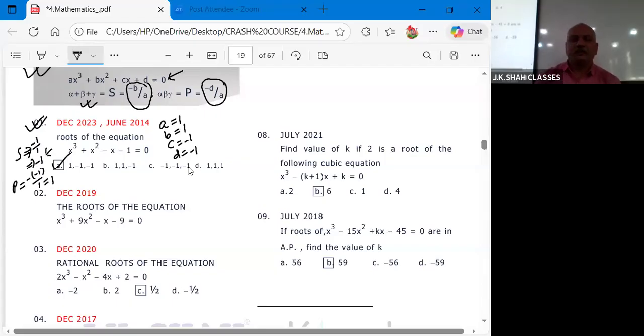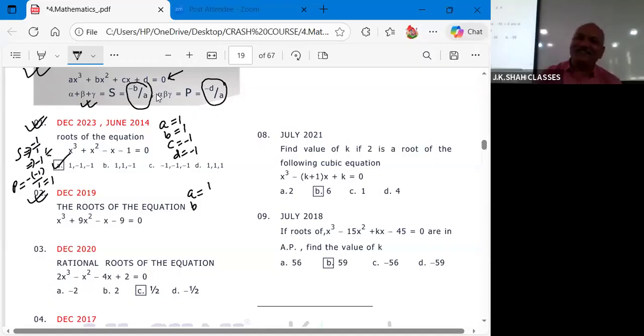Clear? So just see the second number. If I write, just tell me, A is how much? 1. Correct? B is how much? Okay, they have not given those numbers. Just wait, I will solve that in detail, how to find the roots if they have not given the options. Understood? I think either they have missed the options or simply they have not given the options, so I'll teach you how to find the roots.